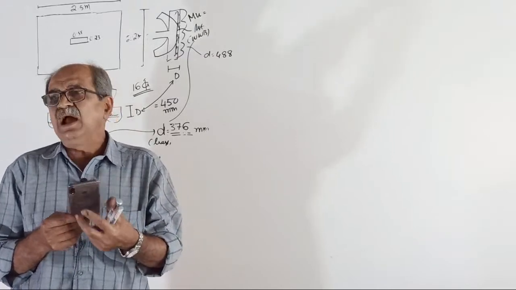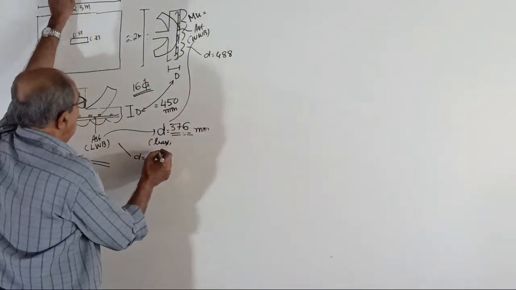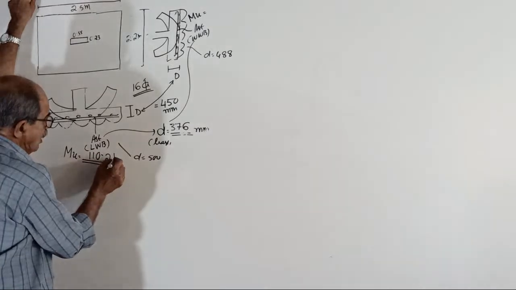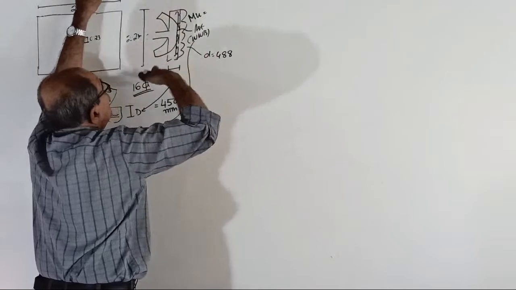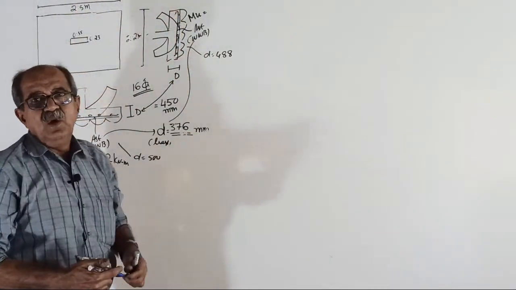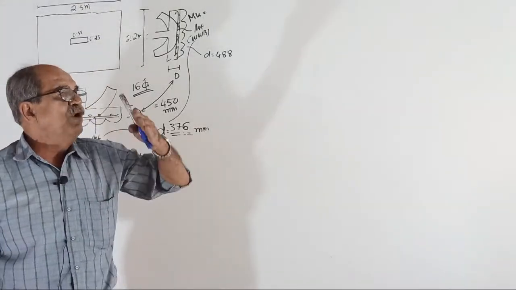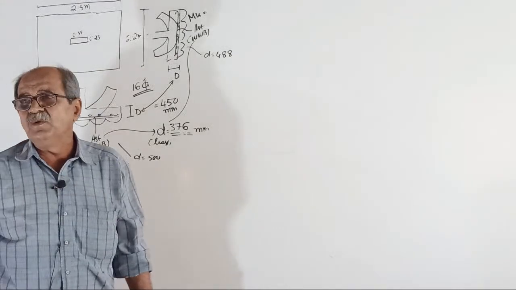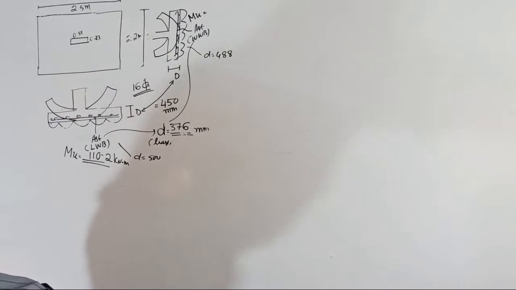110.175. I will take 110.2 kilonewton meter. And what is the factored BM for widthwise bending? Why is only one person giving the answer? What is the factored BM for widthwise bending? It will be slightly more, I think. Why? Because the projection is slightly more. For widthwise BM, factored BM, fast.